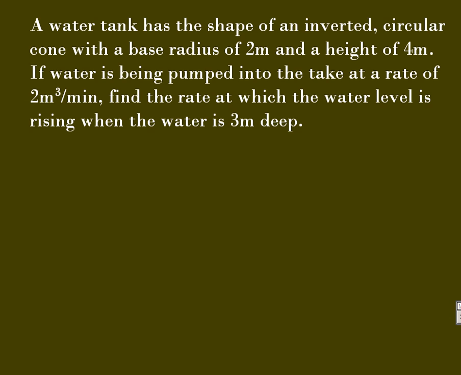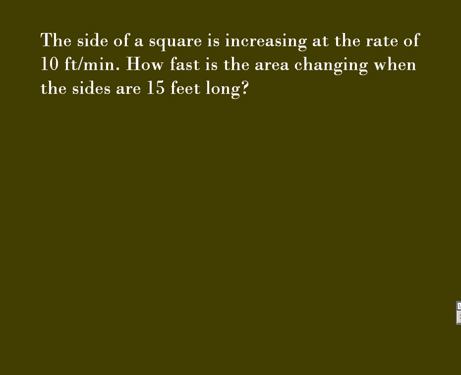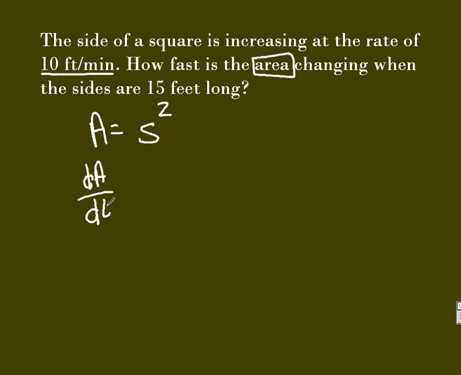The side of a square is increasing at the rate of 10 feet per minute. How fast is the area changing when the sides are 15 feet long? So, we're going to say the area. We're looking at area in the end. You want to know how fast area is changing. Area of a square is just going to be its side length squared. That means dA dt, the derivative of area, is going to be 2s ds dt.